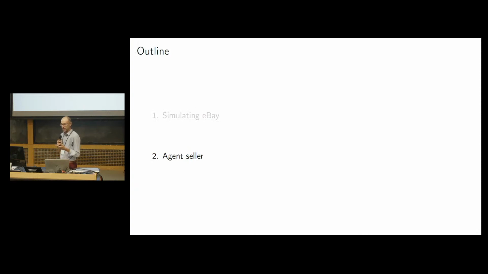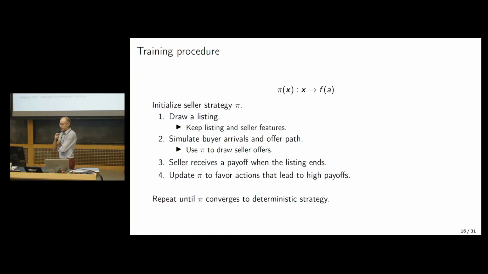So hopefully, if you buy into my claim that our simulator is good, now you can think about what the agent does as being meaningful. A couple things up front about how we train it. A bit of notation: the agent is a policy denoted pi that maps a set of features denoted x into a distribution over actions, where actions here are offers.